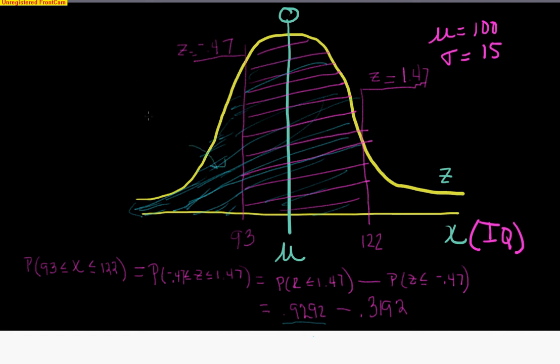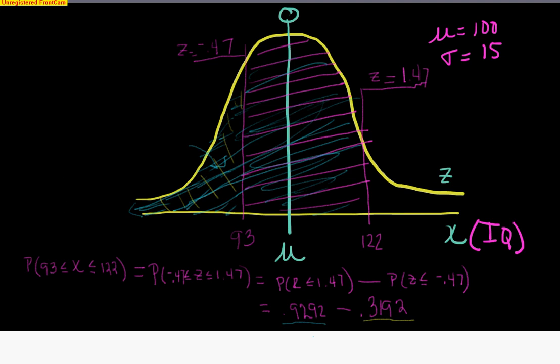Okay, and you can see that if I were to subtract off this area here, I would be left with this pink part in the middle. So let's switch here. I'm going to go back to a little yellow. So this area here, you can see, is the 0.3192, which we looked up in a previous slide. It's the area less than 0.47.